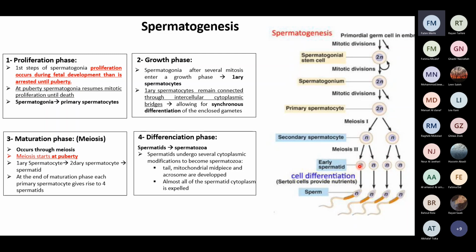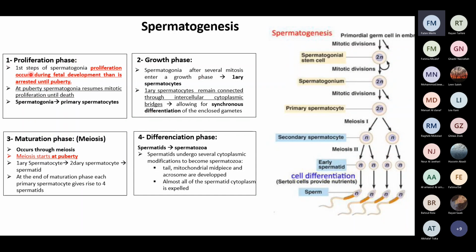The spermatids will not divide by mitosis, and they will not undergo any meiosis to give the sperm cells. They will only differentiate, which means they will undergo cytoplasmic modifications to become sperm cells. Now, I will talk about each phase alone.